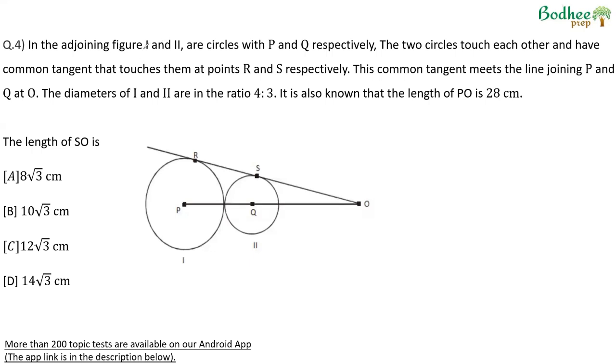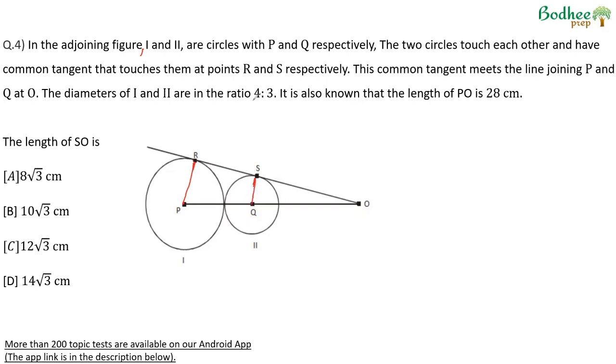In the adjoining figure, 1 and 2 are circles with P and Q respectively as centers. The two circles touch each other and have a common tangent that touches them at points R and S. The common tangent meets the line joining P and Q at O. The diameters of 1 and 2 are in the ratio 4:3. So if we join PR, that will be the radius for circle 1. SQ will be the radius for circle 2.